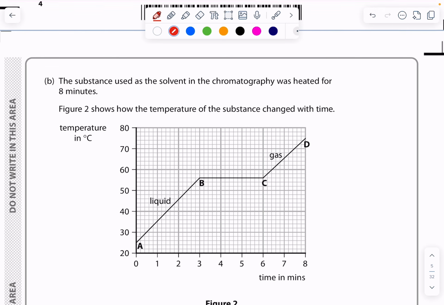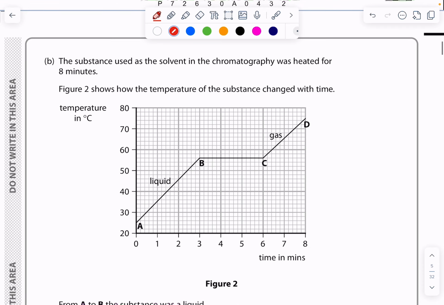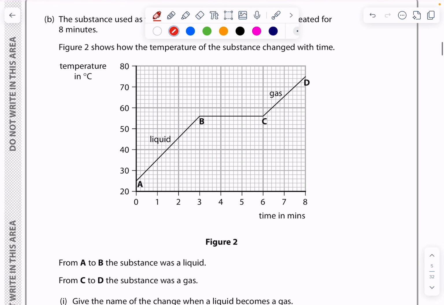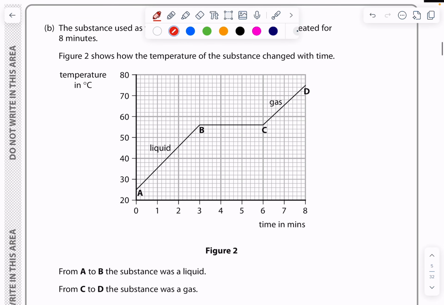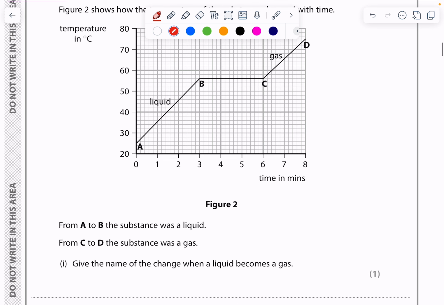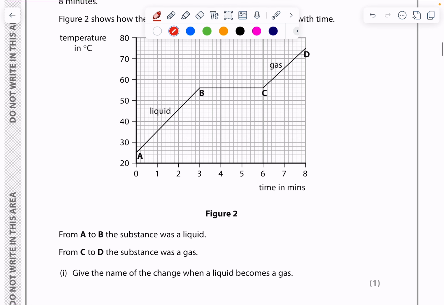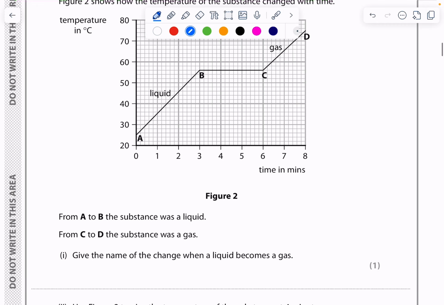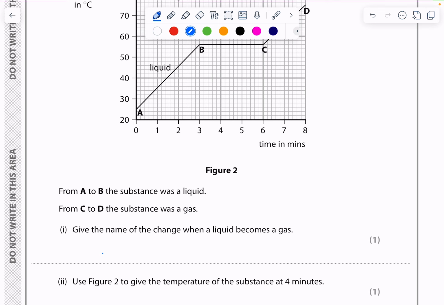We've got a heating curve for a substance, and it says from A to B it was a liquid, and C to D is a gas. Give the name of the change when a liquid becomes a gas. So a liquid becomes a gas. You could have two possible answers to this one. You could say that a name is boiling, or you could have said evaporation is also the name for that change.